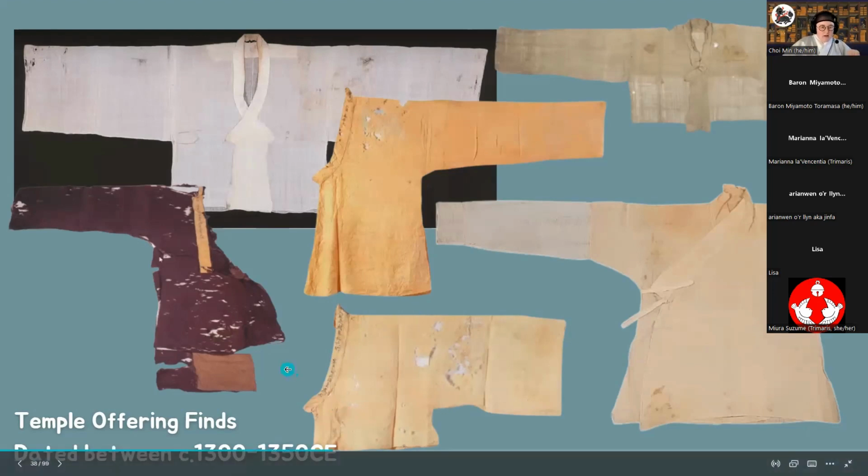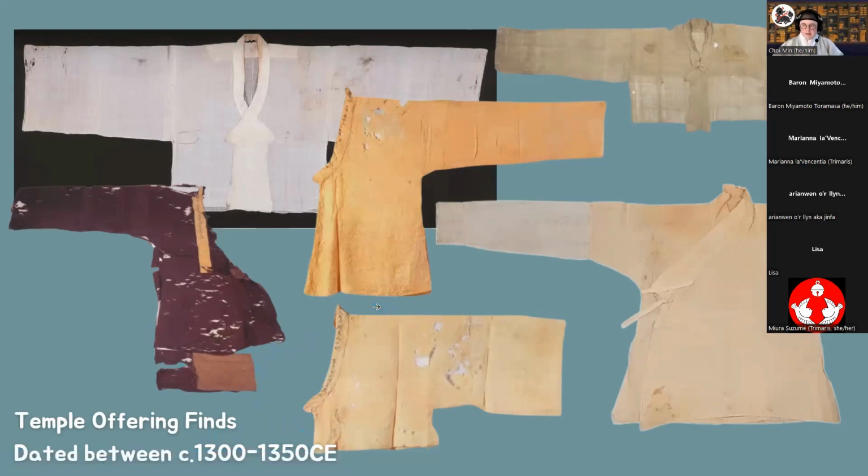They were able to date these to between 1300 and 1350. So not the tail end, but late Goryeo, and so we would have seen Mongol influence at this time. Yeah, that is sitting right first, then left over if you're wearing it.